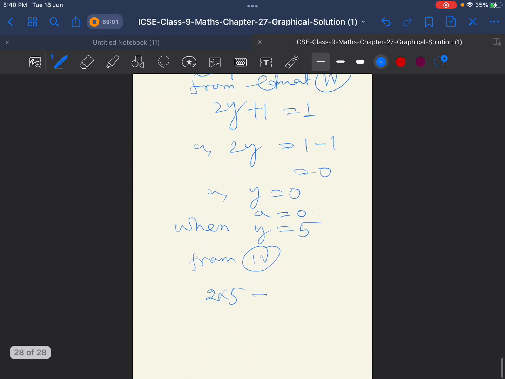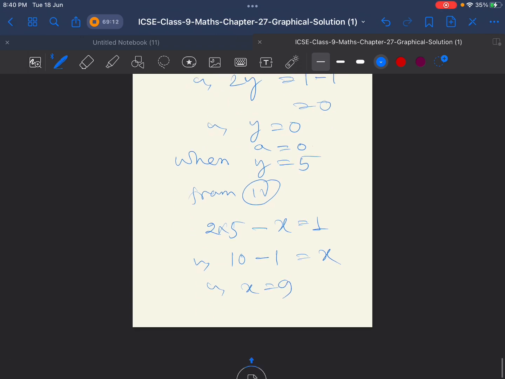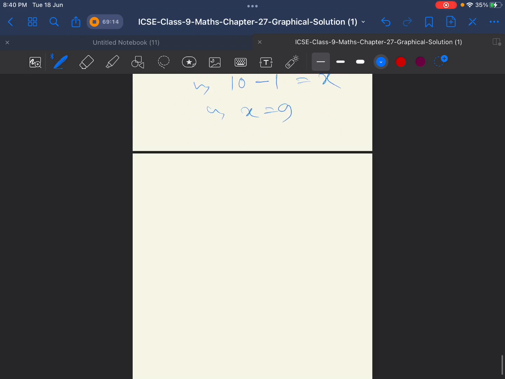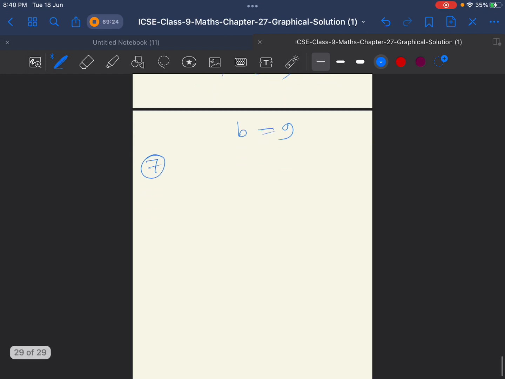When y equals 5, from equation 4, 2 into 5 minus x equals 1, or 10 minus 1 equals x, or x equals 9. When y equals 5, x is 9. So this is the value of b. So b is 9.